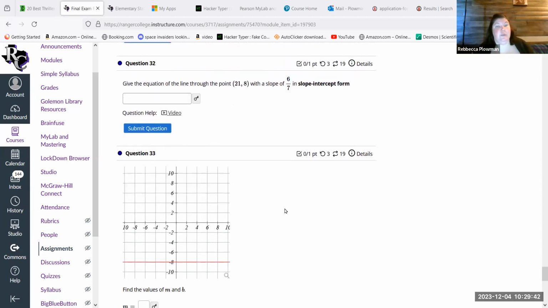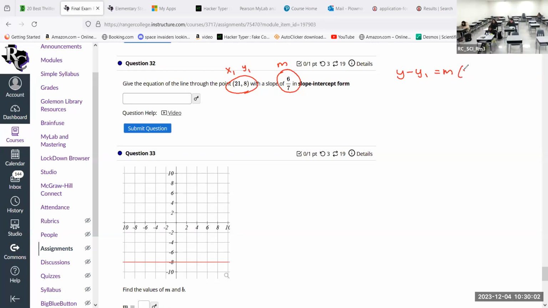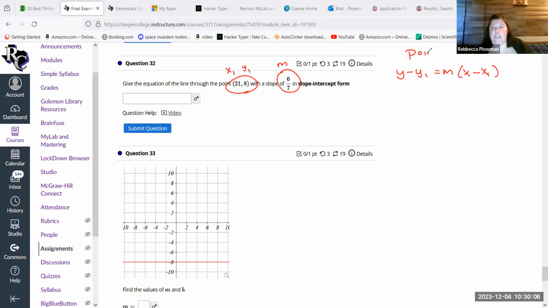So 32, this one gives you a point. So you have an x1, y1, and it gives you a slope, 6 over 7. And we have this equation that helped us find the slope of a linear equation. And this was what we called point slope form.